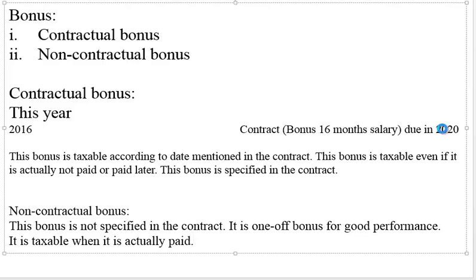Okay, so let's try question number 7. This lady was paid a 3 months bonus of $12,000 for the year 2009 on 28th Feb 2010. When will the bonus accrue as taxable income to Josephine under the following situations? Question number 7.